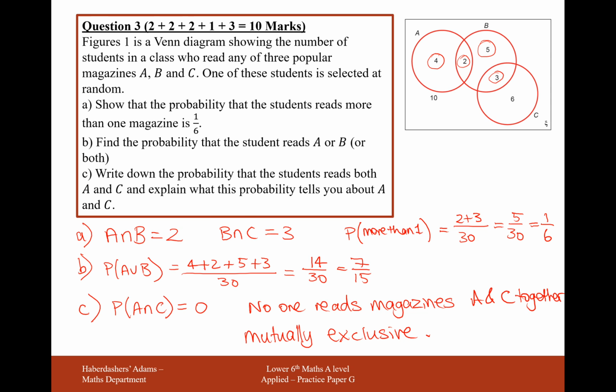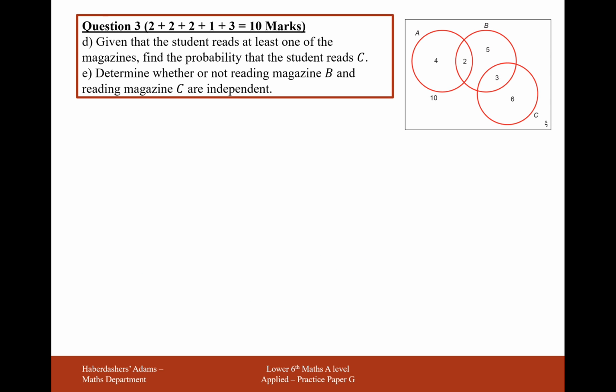Okay. Moving on to part D, given that the students read at least one of the magazines, so that's important here before I look at the rest of the question. Given that the student reads at least one of the magazines, in my probability I'm going to exclude these 10 people here, because they don't read any magazine. Okay, let's look at the question now.